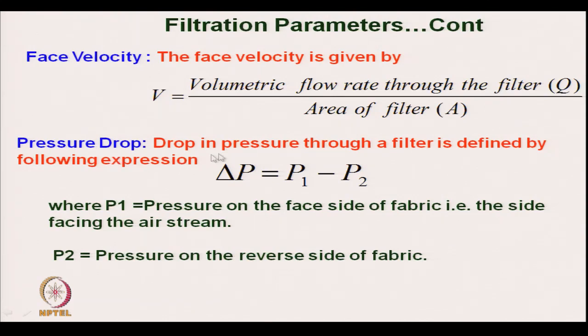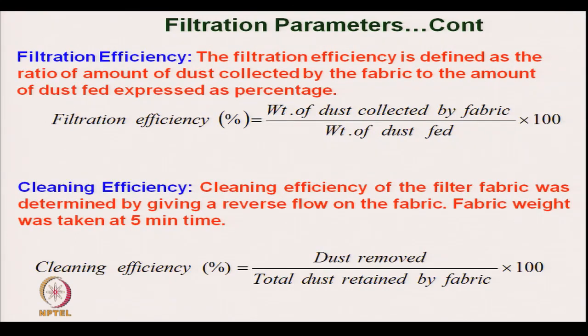Pressure drop through the filter fabric is defined by P1 minus P2. P1 is the pressure on the face side and P2 is the pressure on the reverse side. Filtration efficiency, as has been mentioned, is the weight of dust collected by the fabric divided by the weight of dust fed. So, we can measure the filtration efficiency by measuring the weight of dust collected by the fabric.